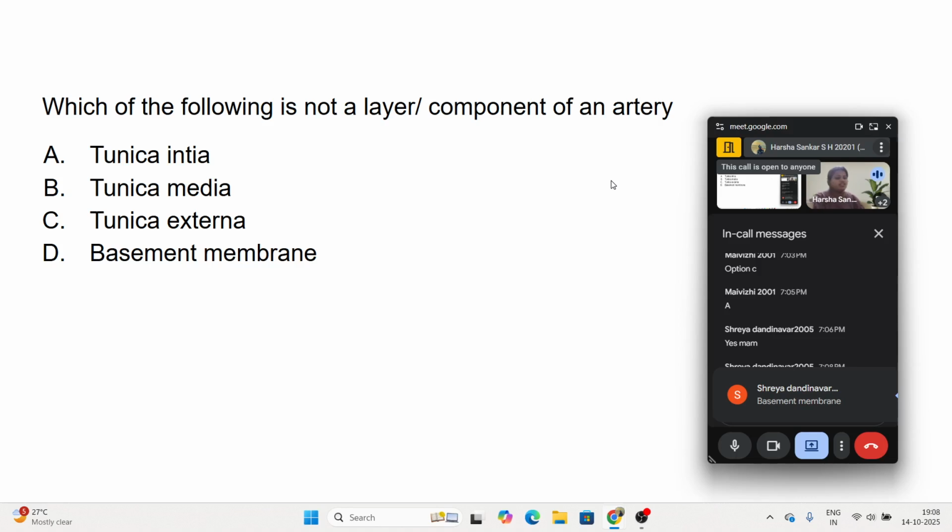There is no answer. Okay, saying basement membrane. Maybe it's also saying basement membrane. Sure, I can give a clue. You can just check with the spellings. Maybe in just one look, I also think, okay, all these are layers only. But if you look carefully into the spellings, you can understand what is the wrong option.